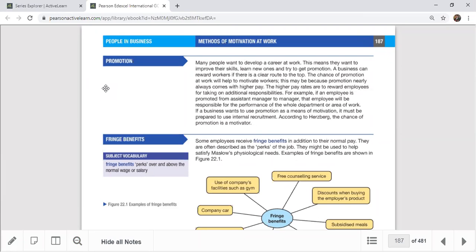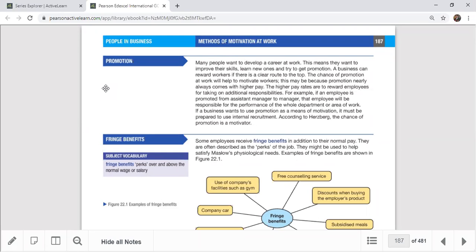This may be because promotion nearly always comes with higher pay. The higher pay rates are the rewards employees are offered for taking on additional responsibilities. For example, if an employee is promoted to an assistant manager or manager position, that employee will be responsible for the performance of the whole department or area of work. If a business wants to use promotion as a means of motivation, it must be prepared to use internal recruitment, right?